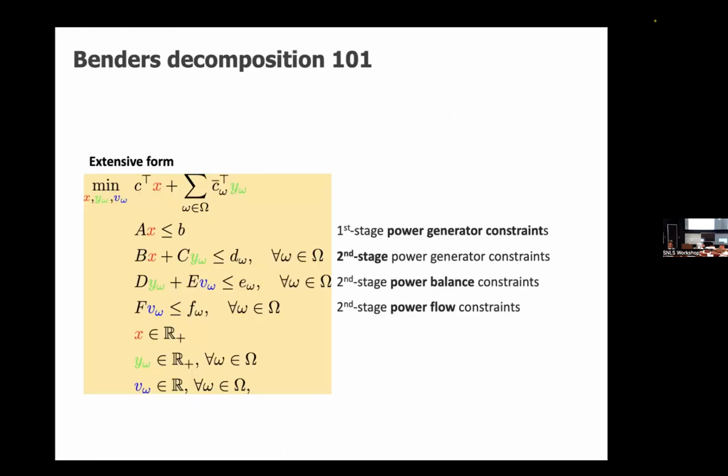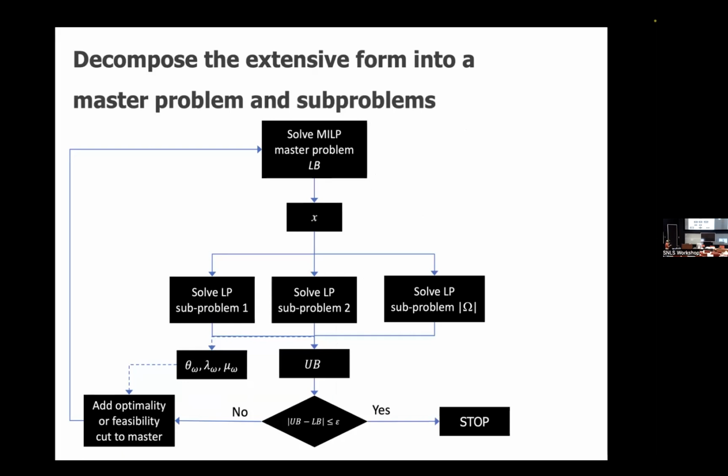So let's go back. This is the type of problem that we have, where X are first stage decision variables, and then the Y and the V are second stage decision variables. Here in this case, I have only continuous variables, just to show you what happens. So the decomposition works like this. What people do is they build a master problem of this formulation that I'm going to show you next.